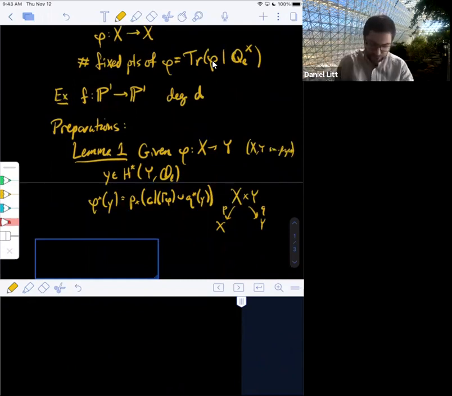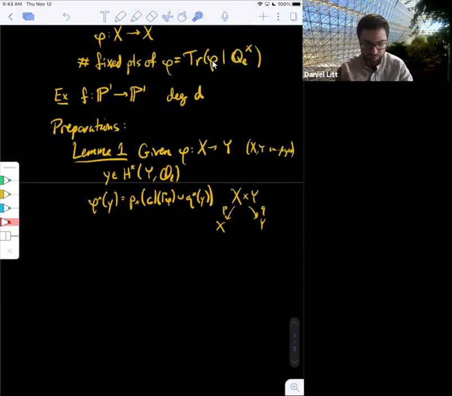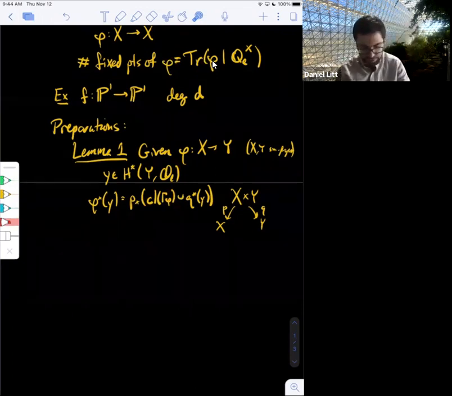There's a few things to pay attention to, which I just want to briefly remark on. So first of all, this cycle class here is not, at least canonically, in the cohomology of x cross y with coefficients in QL. It lives in the cohomology of x cross y with coefficients in a twist of QL, namely you twist by a power of the cyclotomic character corresponding to the relative dimension of phi here. And that goes away because this p star also has the opposite twist. Okay, so that's one thing to pay attention to if you want to do this carefully.